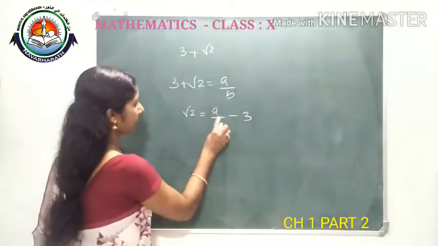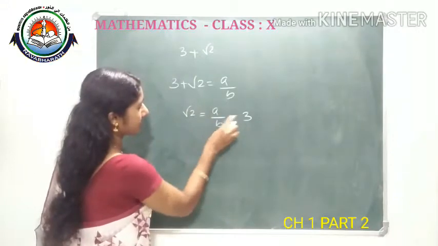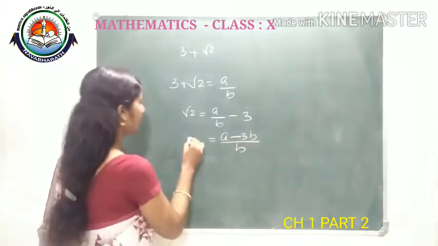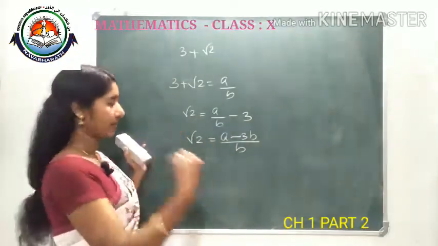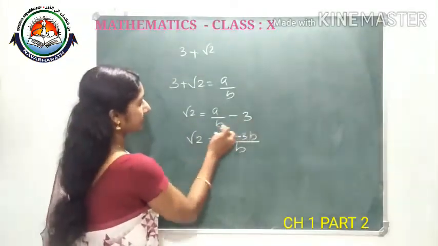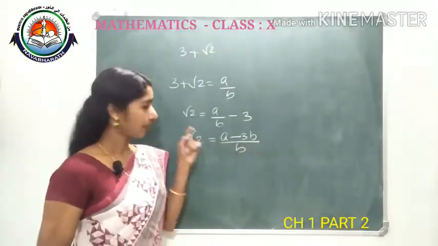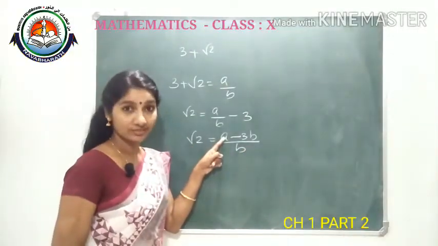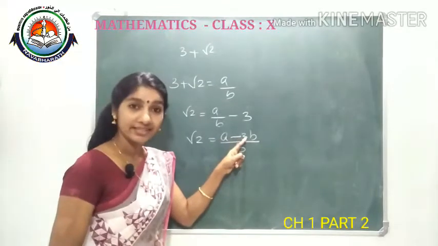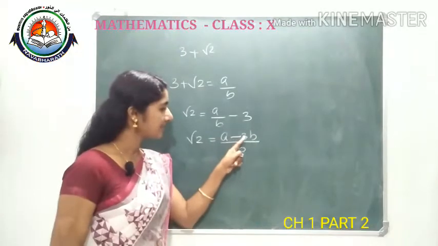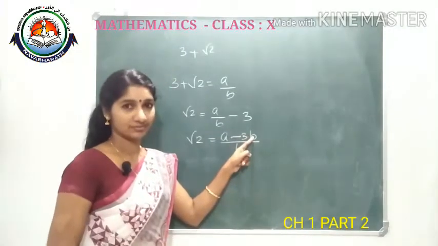Then you can write this one, subtract it. a by b minus 3 means a minus 3b divided by b. Cross multiplication method, I did cross multiplication for subtraction. So, a minus 3b by b. Now, see the right side. Here a is an integer, 3 is an integer, b is an integer. Therefore, a minus 3b will be an integer.